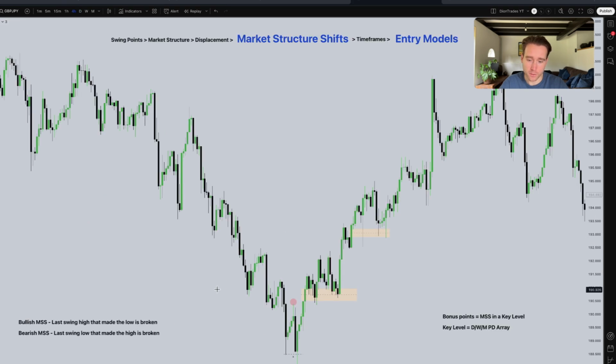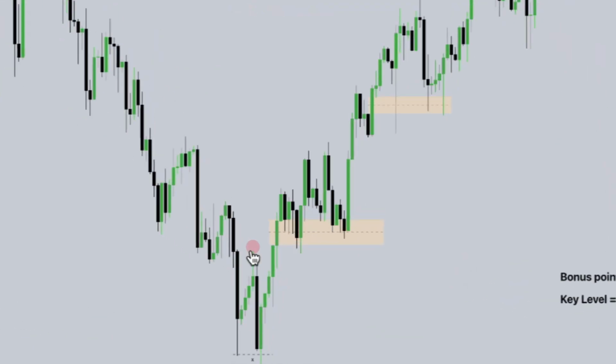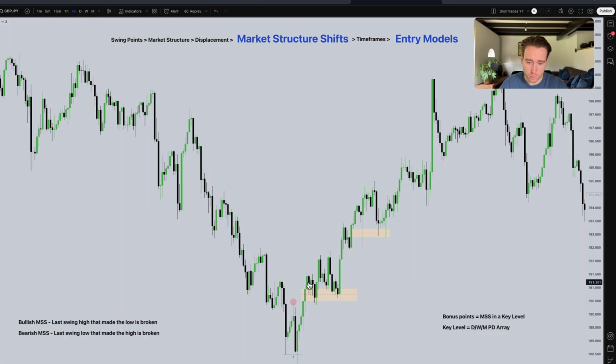Vice versa here, with a bullish market structure shift, we made lower highs, lower lows, lower highs, lower lows, until right here, we made a low, and the last swing high that made the low is broken by this move. With what? With displacement, because of full-bodied candles leaving fair value gaps. And here you see the market structure shift right here. So here we turn from bearish, lower lows, lower highs, towards bullish, higher highs, higher lows, higher highs, higher lows. So now you know what the market structure shift is.